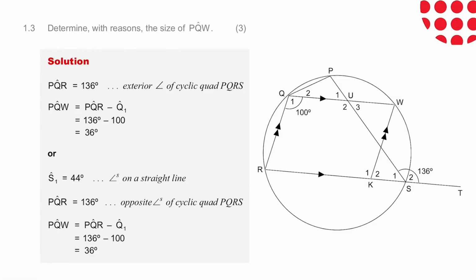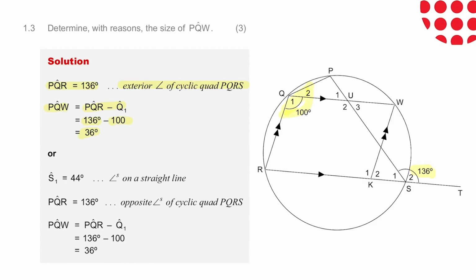To write that up, you have to make sure that if you used a slightly longer method, that you explain everything that you've done. So the shorter, more efficient method is to go straight to the answer. PQR, this big angle, is 136 degrees, based on the fact that we have an exterior angle in this cyclic quad. PQW is the difference between the two angles positioned, the whole angle that we found, 136 degrees minus the angle that they gave us to start with. So angle PQW is 36 degrees.